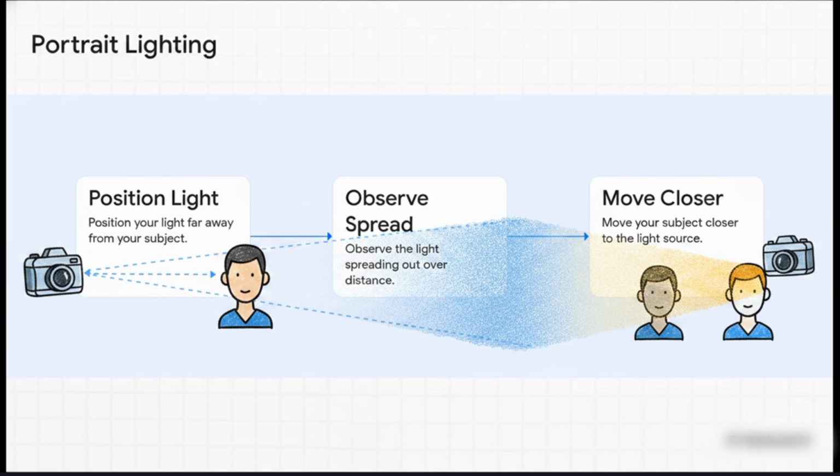Step 3. Move your subject closer to the light source. Physically pull that light stand right up to the edge of your frame, just out of the shot, or physically walk your subject closer to the window. You are actively reducing the distance the light has to travel, stopping it from spreading out and losing its intensity before it hits their face.